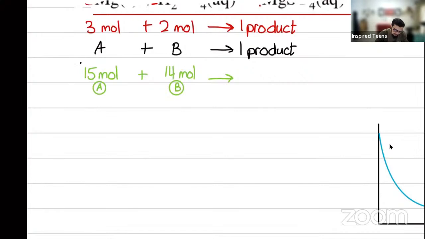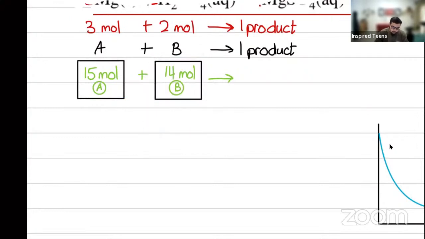All I'm saying is that if I have a container, and I take 15 moles of A and react it with 14 moles of B, remember, in order for this reaction to occur and form our product, for every 3 moles of A we need to use 2 moles of B. So we use our first 3 moles here and our first 2 moles here to form one product. Here we'll be left with 12, and here we'll be left with 12 as well.